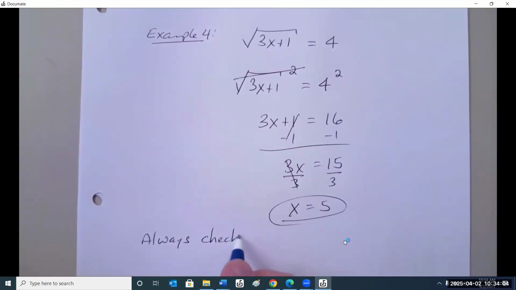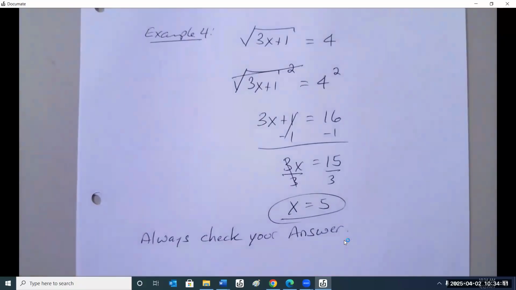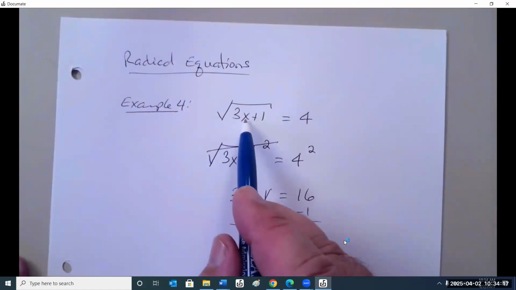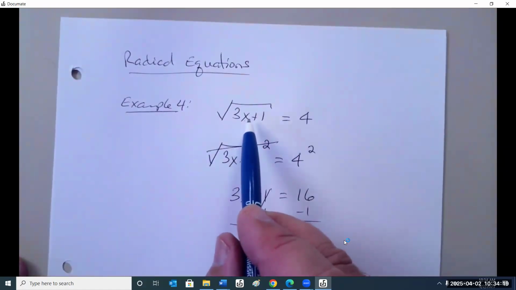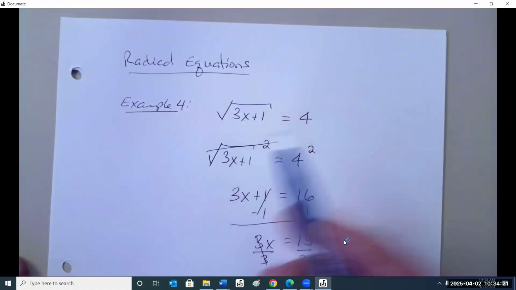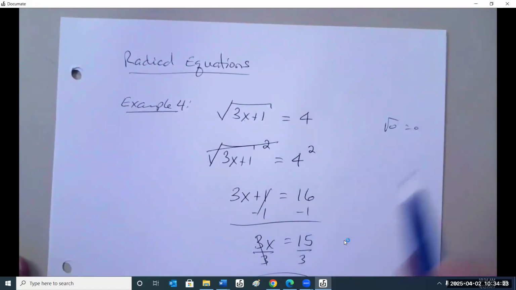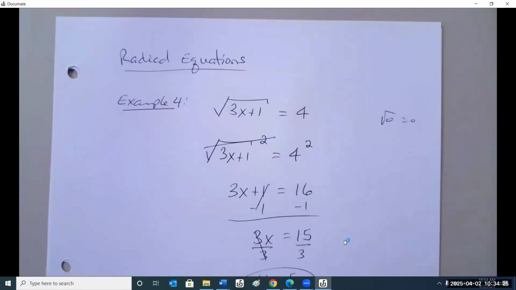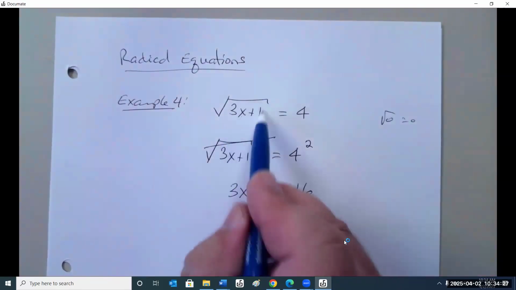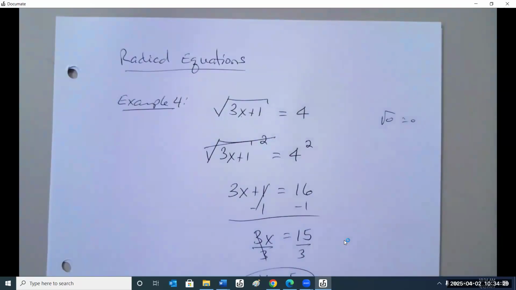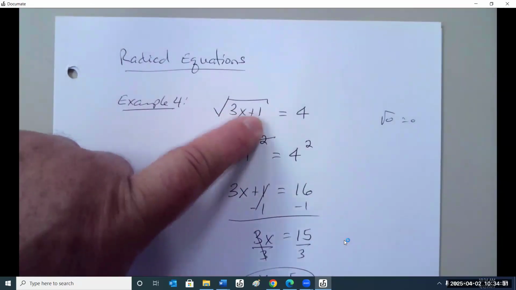Always check your answer. Why do we have to check our answers here? Because we're dealing with square roots. What can you not have inside a square root? The square root of 0 is 0. You cannot have a negative. So whatever our x value is, better not make that inside negative. So 3 times 5 is 15. No, so it's okay. So that's our answer.